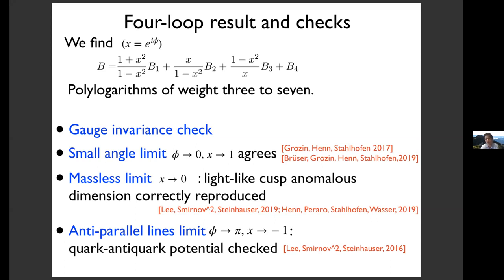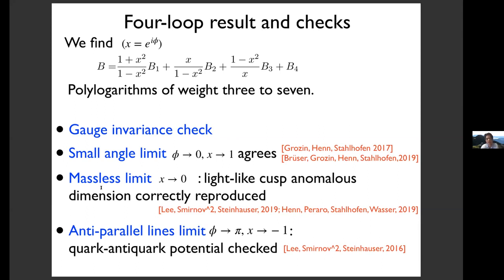Okay, why is it correct? What makes us think the answer is okay? As I told you, we computed in a general covariant gauge. The gauge parameter drops out. And then perhaps the most important checks have to do with this kinematic variable. So we have a 1 variable function, and it turns out there's 3 very interesting limits which had been considered previously. So we can check that in the small angle limit, in the massless limit, and in the antiparallel lines limit, we reproduce results from the literature.